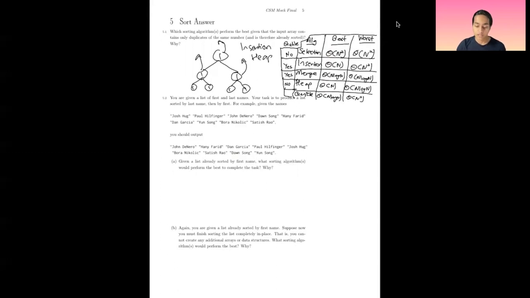And if you look at our table again, which sorting algorithms are stable? It's insertion and merge.